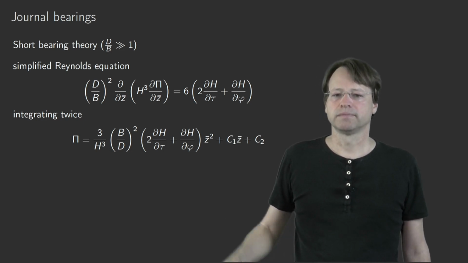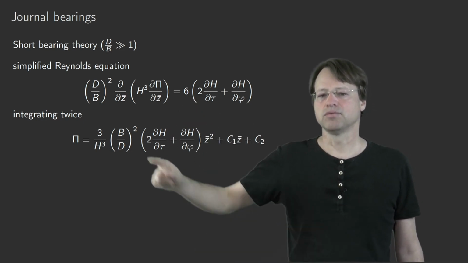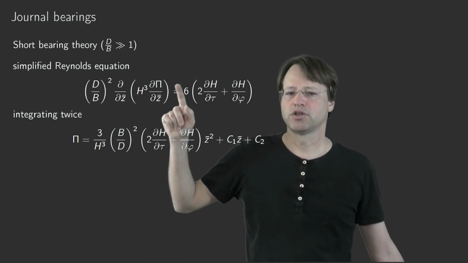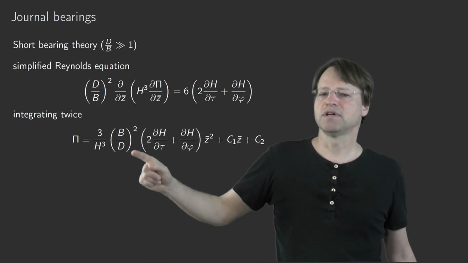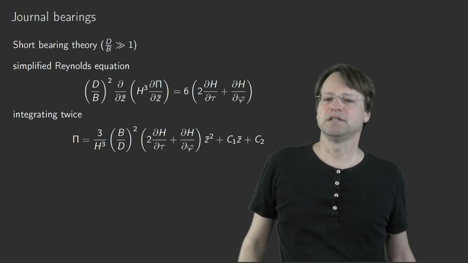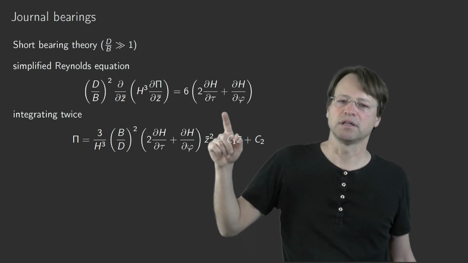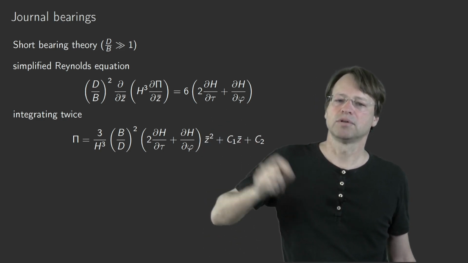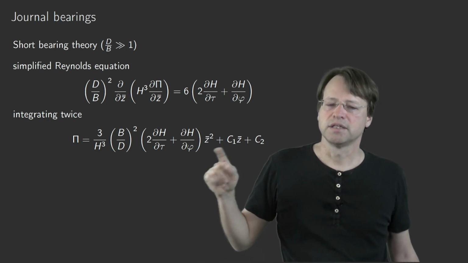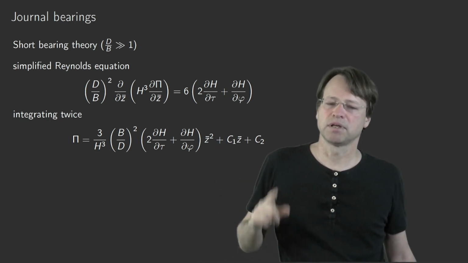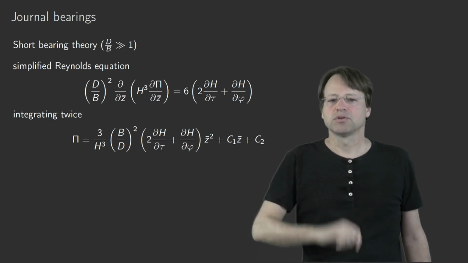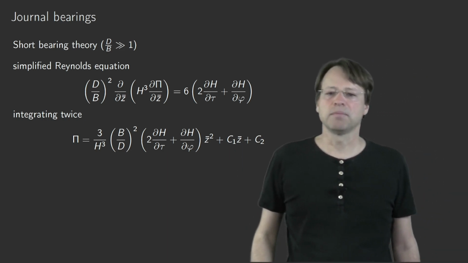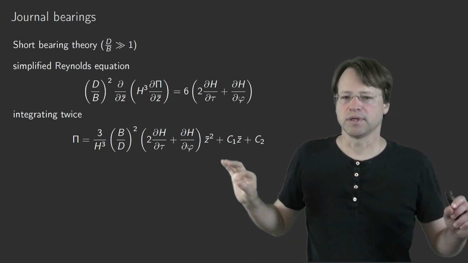So you get 6 divided by 2, h cubed sits there, b divided by d squared, the inverse of this one, and then 2 dh/dτ plus dh/dφ, times z bar squared, plus c1 z plus c2. The two integration constants have to be determined from the boundary conditions now in axial direction.